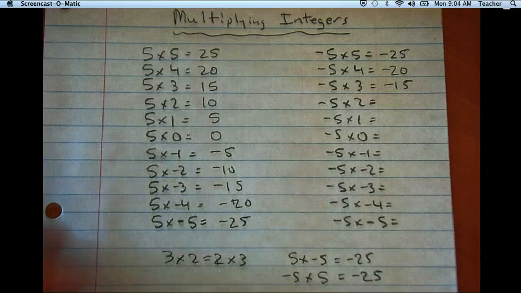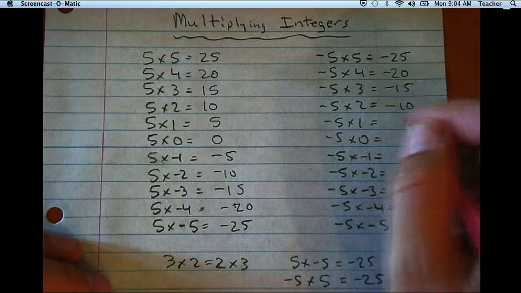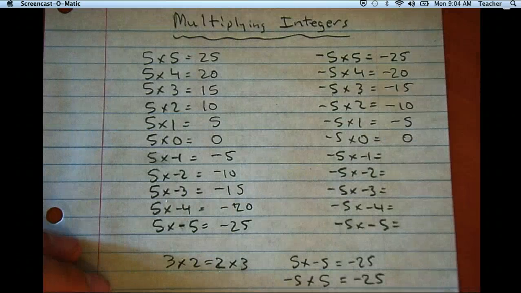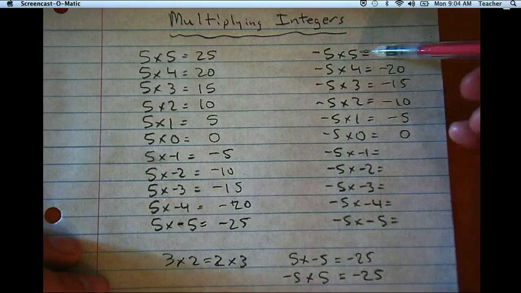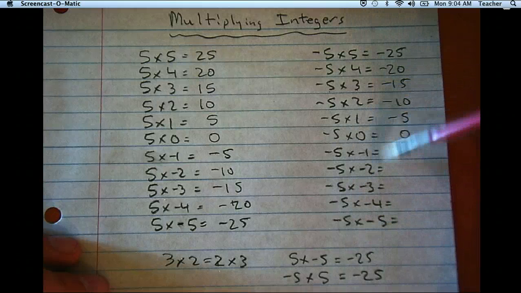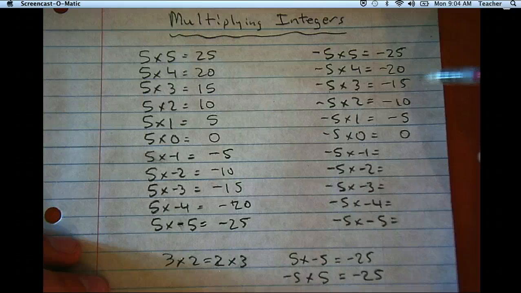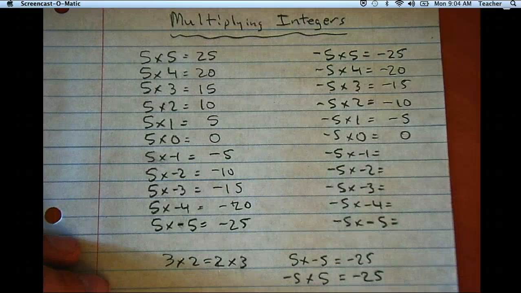Okay, hopefully you had negative 5 times 2 is 10, negative 5 times 1 is 5, negative 5 times 0 is 0. And the pattern now, my negative 5 staying the same, and this 5, 4, 3, I'm going down by 1, my second number I'm multiplying. But my answer now goes from negative 25 to negative 20, then to negative 15, then to negative 10, then to negative 5, then to 0. If you continue this pattern, my answer is going up now by 5 each time.